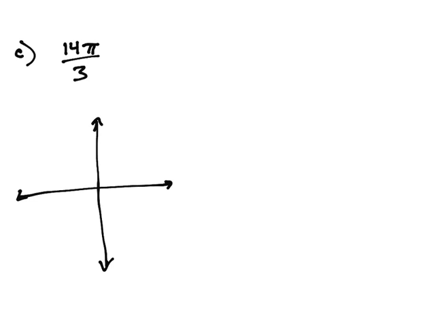So if I do that, then for 14 pi over 3, I'm going to get 1, 2, 3, 4, 5, 6. We went all the way around. We got to keep going. Let me change colors. 7, 8, 9, 10, 11, 12, still not there. I'm going to change colors again.